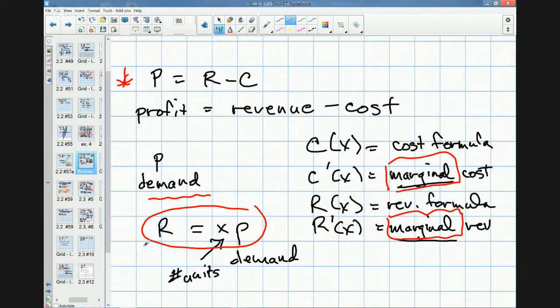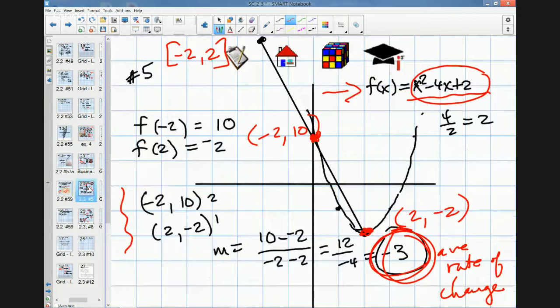And then we threw in, if small p stands for demand, this is an equation that will come up. Revenue equals the number of units or items that are produced times the demand. That'll equal the revenue. Okay, and then we started doing examples.